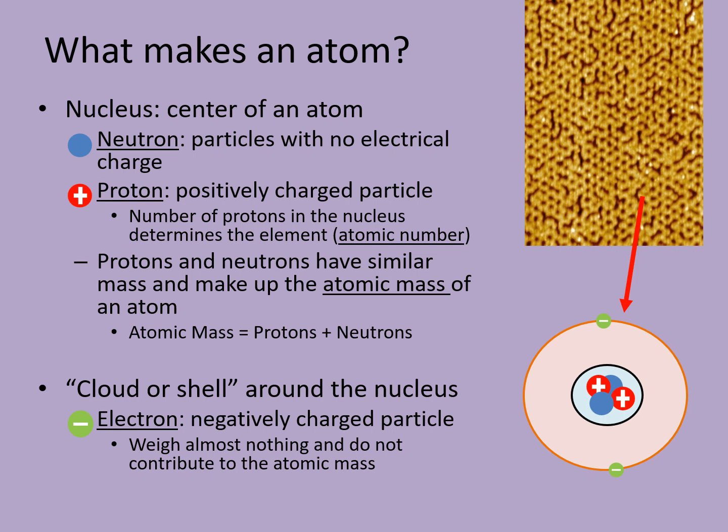The cloud or shell around the nucleus is where our electrons live. Those are negatively charged particles. They are very, very small. They don't really have a weight. Almost nothing do they contribute to the atomic mass.